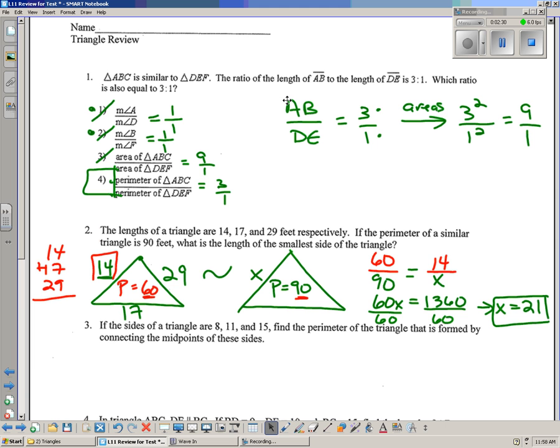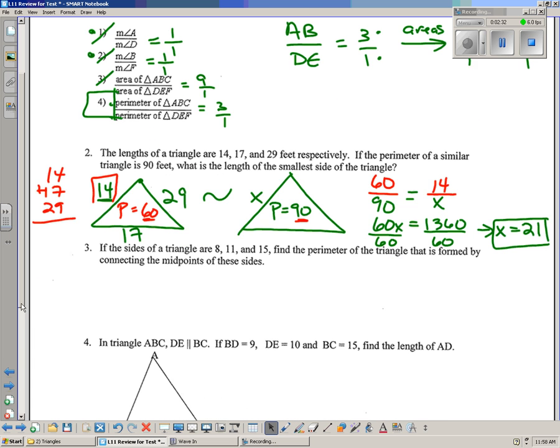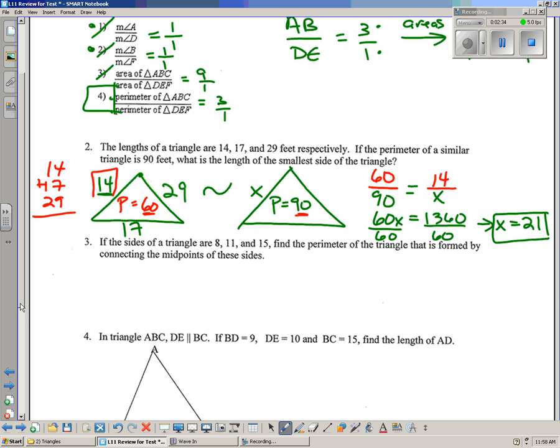Number 3 was a little tricky in class, as I saw people do it. It says if the sides of a triangle are 8, 11, and 15, find the perimeter of a triangle that is formed by connecting the midpoints of these sides. So if you connect the midpoints of the sides, midpoint, midpoint, midpoint, connect, connect, connect, if you notice, that triangle will be half of the original, and I'll show you why.